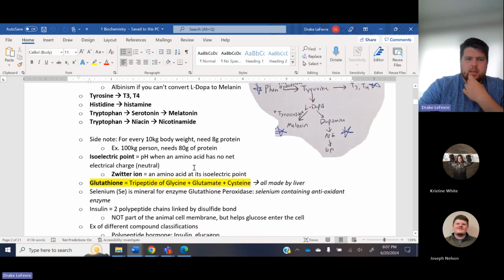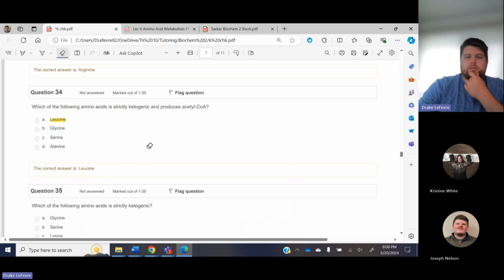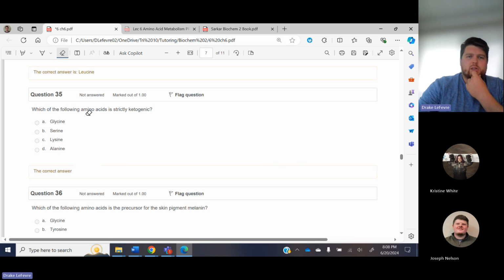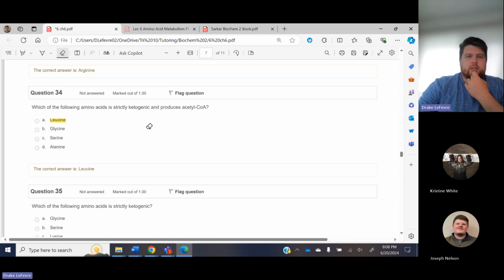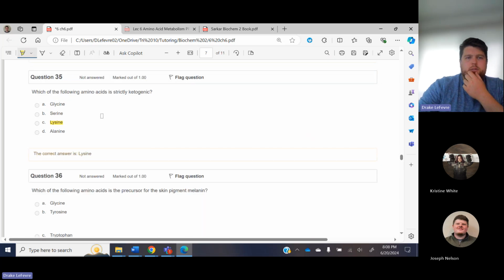Yeah. As you can see, a good chunk of this stuff, the amino acid derivatives, a lot of this stuff directly applies to the boards. You'll see these questions there. So, which of the following acids is strictly ketogenic? Again, leucine, lysine. Good.